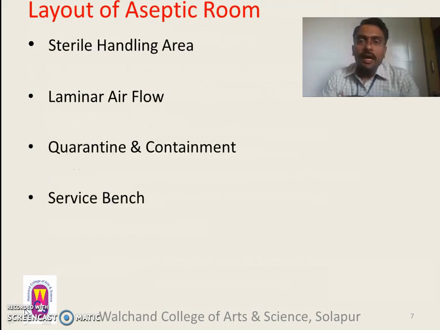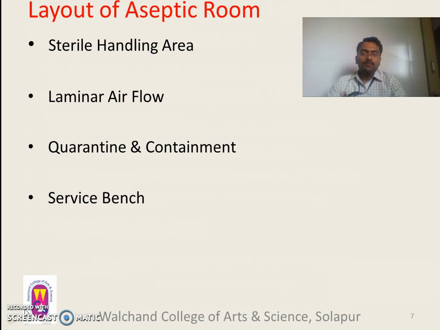Then we shift towards the actual layout of the aseptic room, where the sterile handling area is maintained. This sterile handling area is away from the other areas, such as the preparation room, sterilization room and storage room, and total aseptic condition is maintained in this room. This area is restricted to workers only, and not too much traffic is present. Sterile air is passed in this area. Here, class 1 type laminar air flow is maintained, which is used for the actual working with animal cells in aseptic condition.